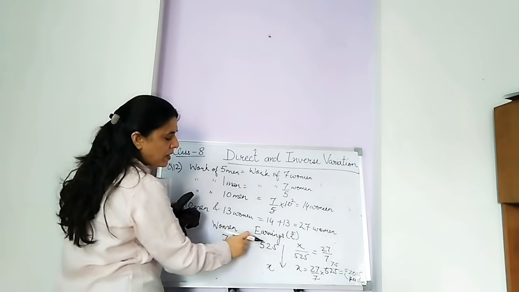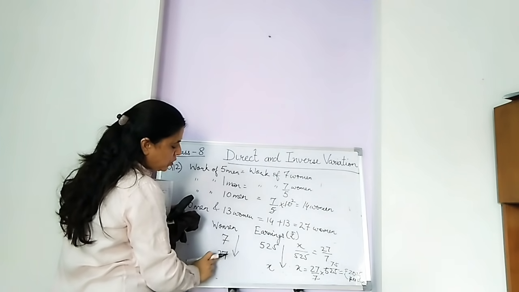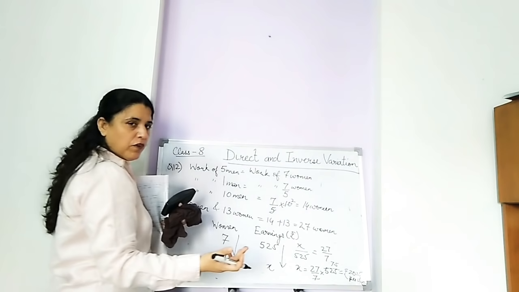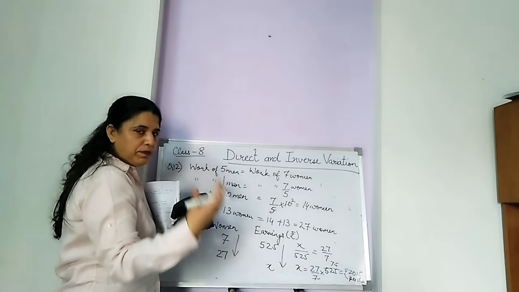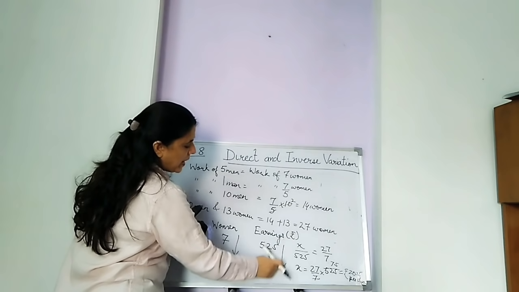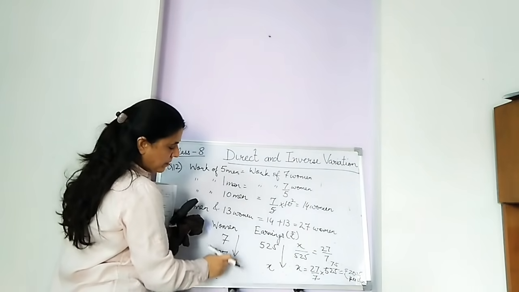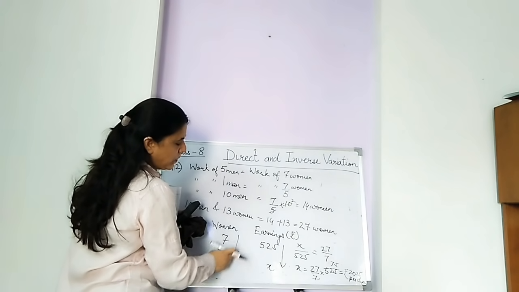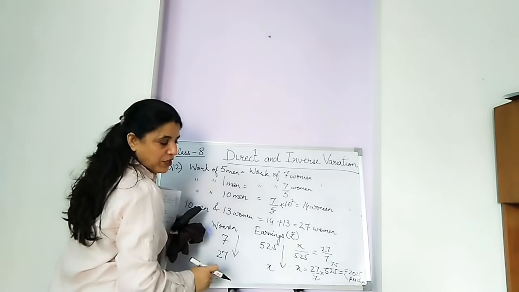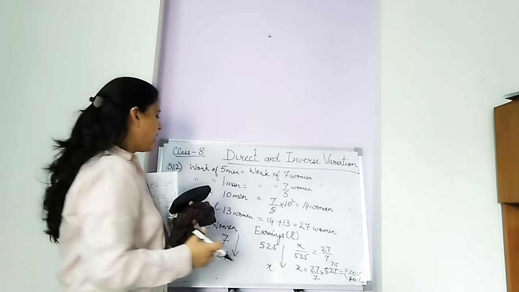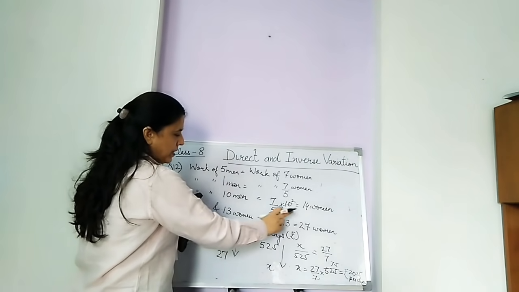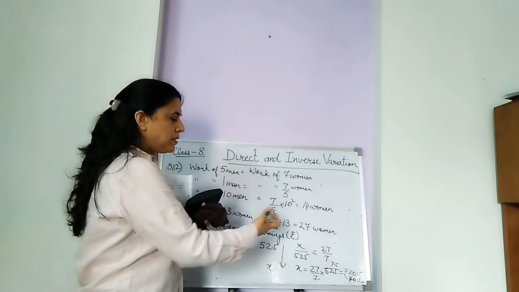Now 7 women earn rupees 525 in a day. So 27 women will earn how much in a day? That is always direct variation: the more the people, the more the earnings. So the arrow goes down. Head upon tail, X upon 525 is equal to 27 upon 7. So X is equal to 27 upon 7 multiplied by 525. When you cancel, you get that 10 men and 13 women, that is 27 women, will earn rupees 2025.